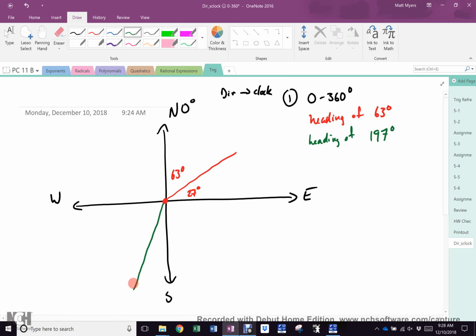Can I do trig with that yet? No. If I knew this, could I do some trig? What is this? 17. If I knew this, could I do some trig? What is this? 73. Is everybody cool there? Okay.